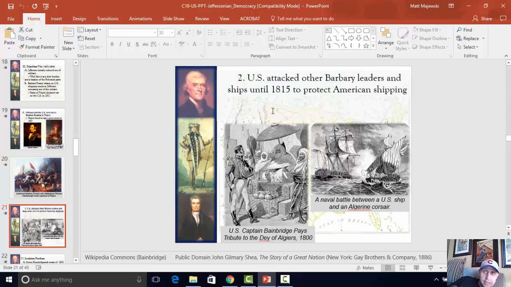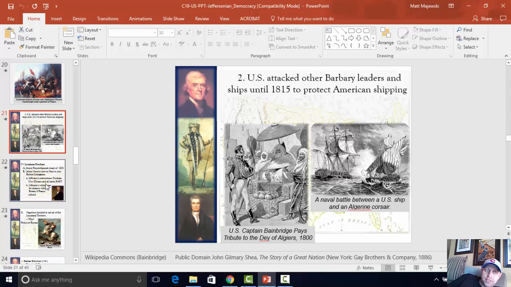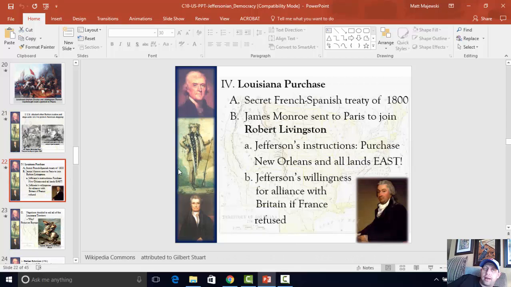Now, we attacked other Barbary states as well, leaders and ships, all the way up till 1815. So we go back and forth for, again, about 15 more years, fighting against these countries. That's how long it takes us because we are still not a very powerful military. But eventually, we're able to sign treaties with each of these and get these attacks, this harassment to stop by 1815. Again, while Jefferson starts it, Madison's going to continue. It's viewed as a victory for the American people and for Jefferson's presidency.